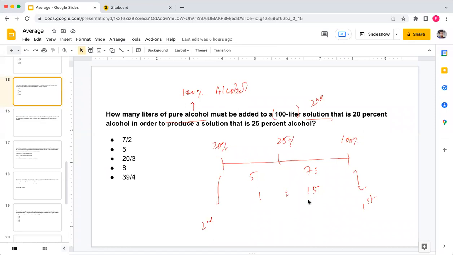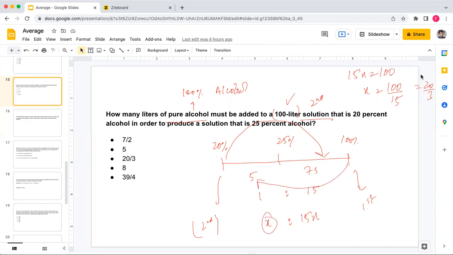Okay, so I told you this is the ratio, right? So we can write this as x ratio 15x. Now I told you one more thing, that if this is the second solution, its actual value is this ratio, which is 15x, and we are given that this is 100 liters. So 15x is equal to 100 liters, x is equal to 100 over 15, which is 20/3. And we're asked to find how many liters of pure alcohol, which is x. So the answer is 20/3.